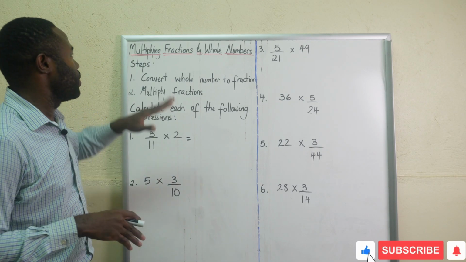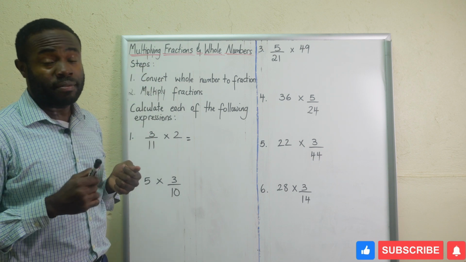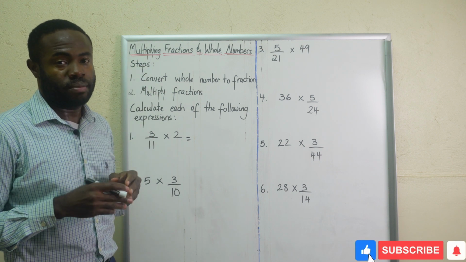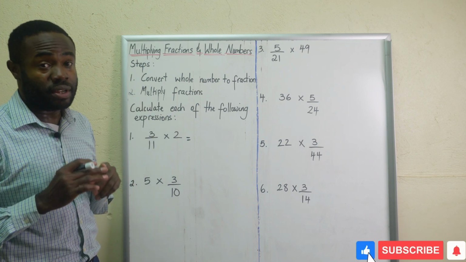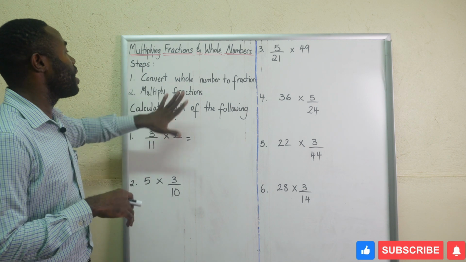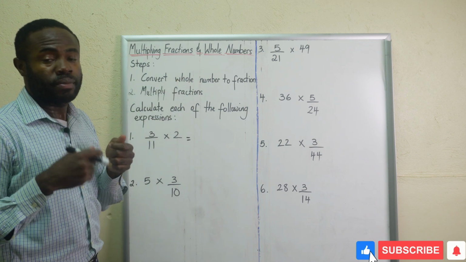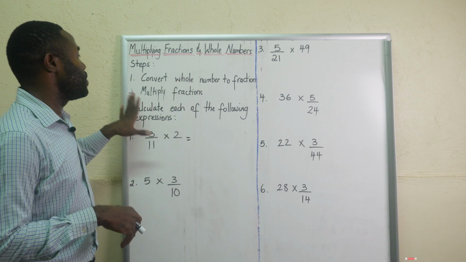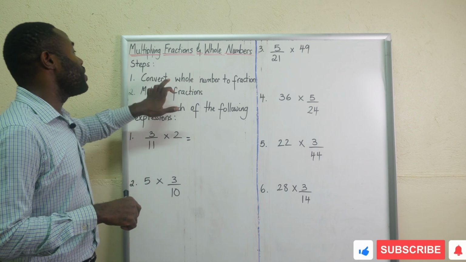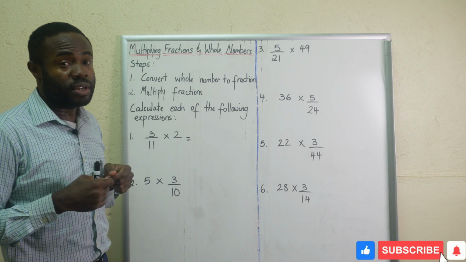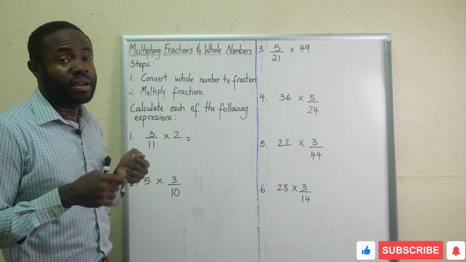In this lesson, we'll be focusing on multiplying fractions and whole numbers. Let's jump right into it. Whenever you're multiplying whole numbers and fractions, I'm recommending that you convert the whole number to a fraction. Afterwards, you simply multiply the two fractions. Now, whenever you're converting a whole number to a fraction, you simply divide it by 1.